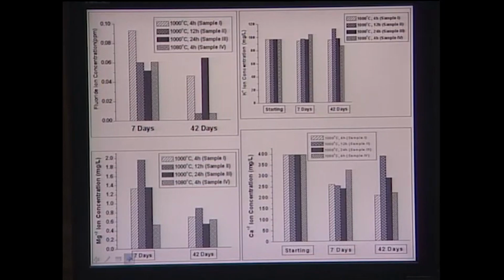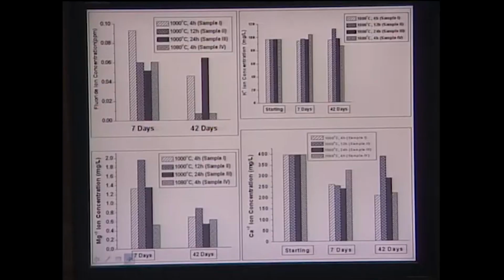That means some materials can always be leached out from the biomaterial, depending on its composition. Now, here you can see how the fluoride ion is leached from this material. The fluorine ion reaches up to around 0.1 ppm at maximum, and it is less than 0.1 ppm.